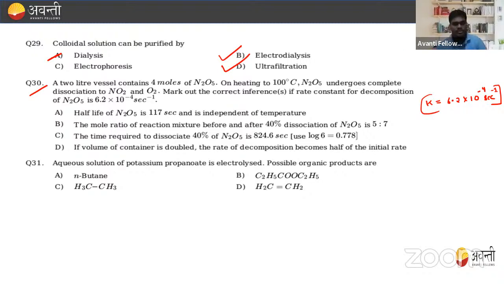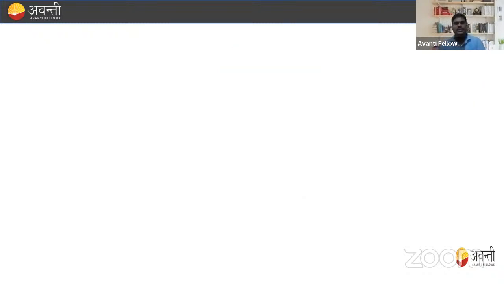We need to solve this question in order to get the correct answer, right? So let's solve this question so that we can get the correct answer. This is question number 30. According to this question, how does the decomposition of N2O5 take place?